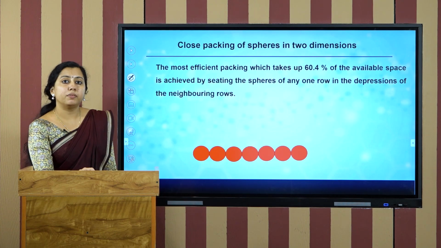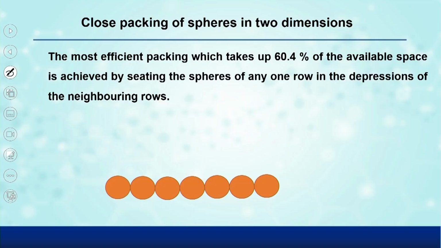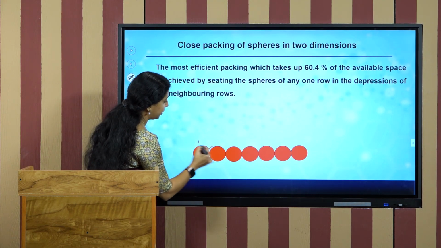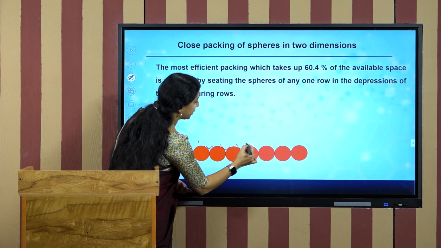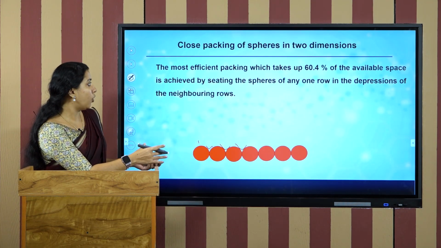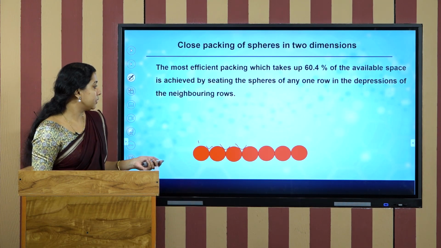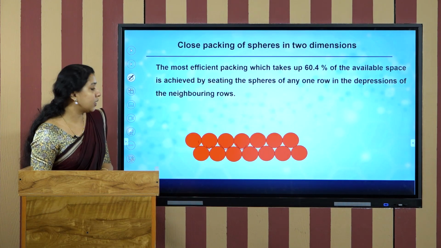Now next we will see another kind of arrangement of spheres in 2 dimensions. So on the screen you can see a 1-dimensional row of spheres. Now if we add the second row of spheres into the depressions of the first layer. Okay. So depression means instead of placing the sphere directly above, the sphere is placed here. The second one is placed here. The third one here. Okay. So into the depressions of the first layer, we are going to place the second row of spheres. So this is how it looks like.